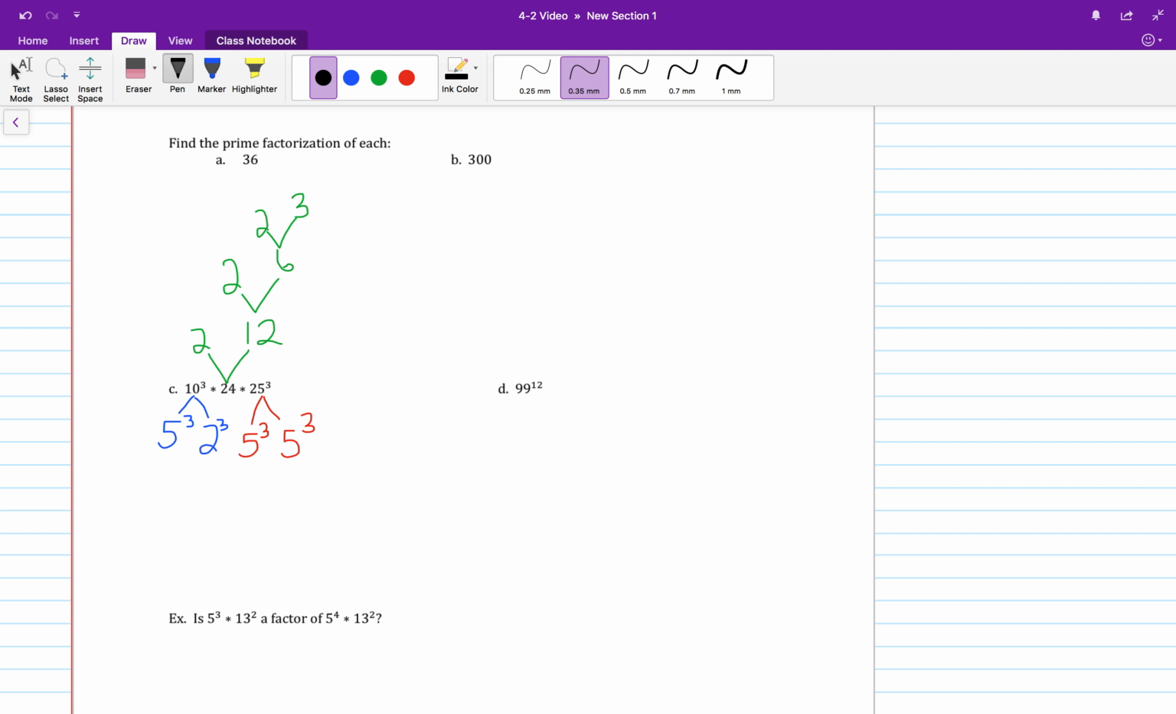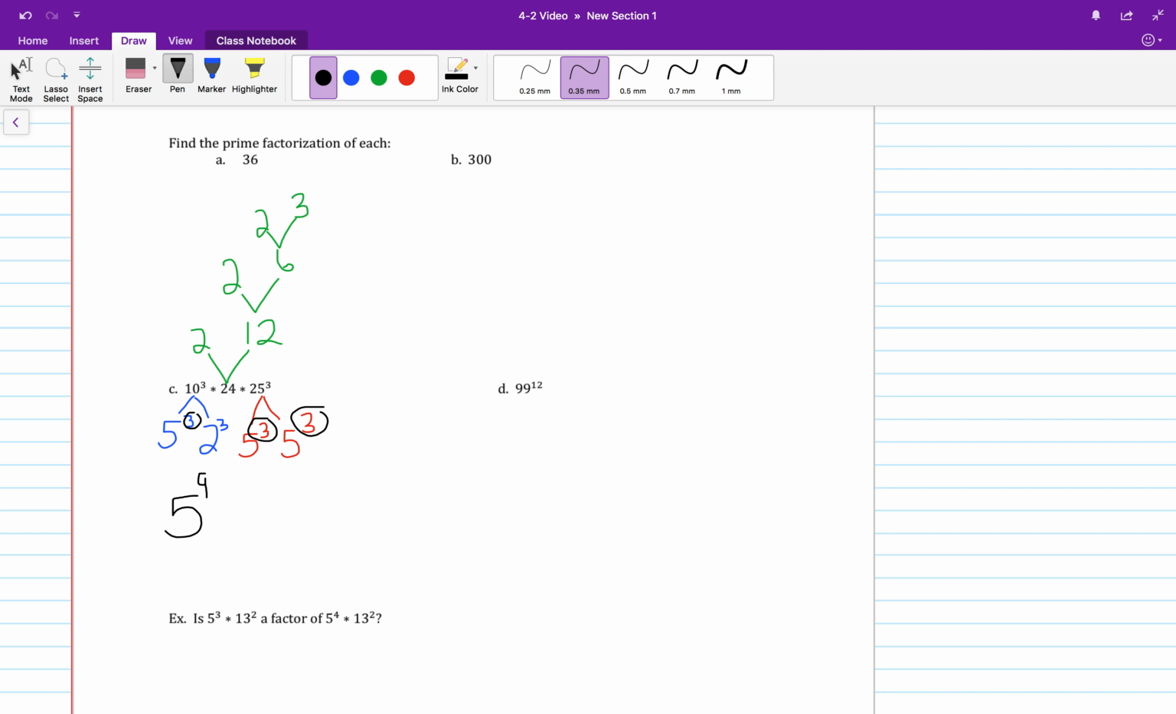So the 5s. Here's a 5 cubed, a 5 cubed, and a 5 cubed. If I remember my exponent rules, I'm going to add those exponents together. 3, 3, and 3 to give me 5 to the 9th.